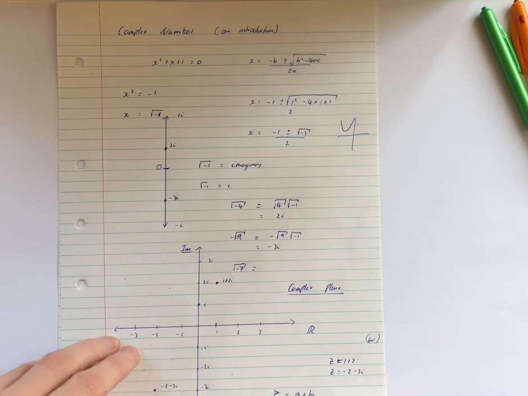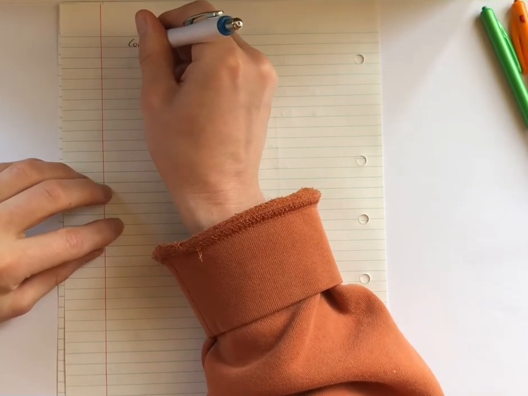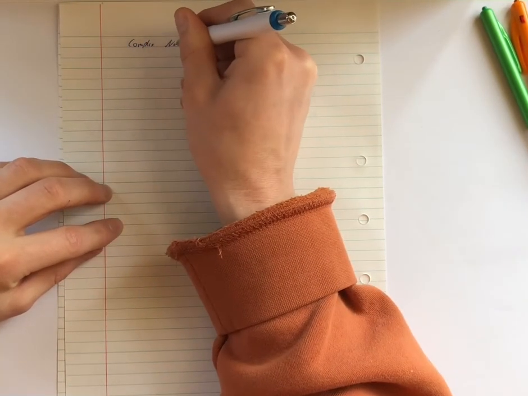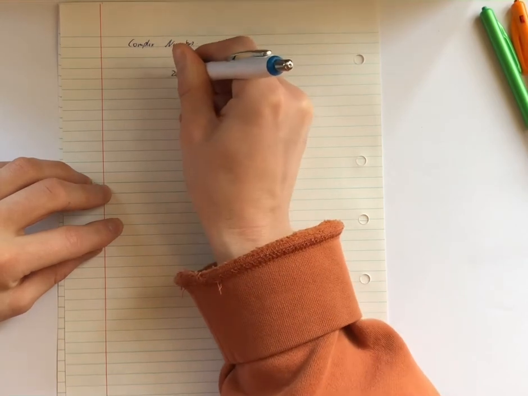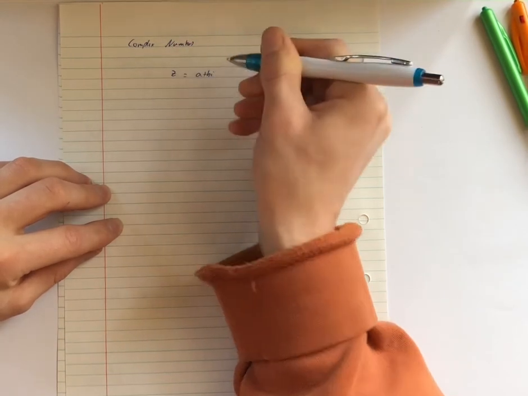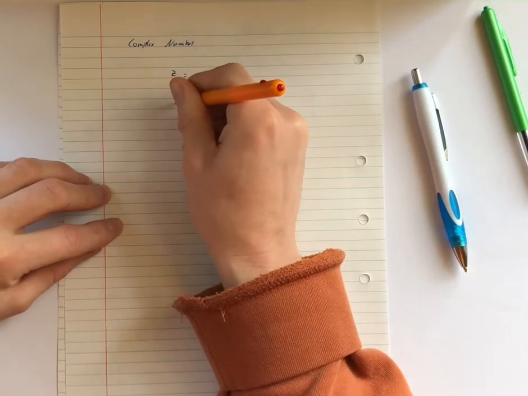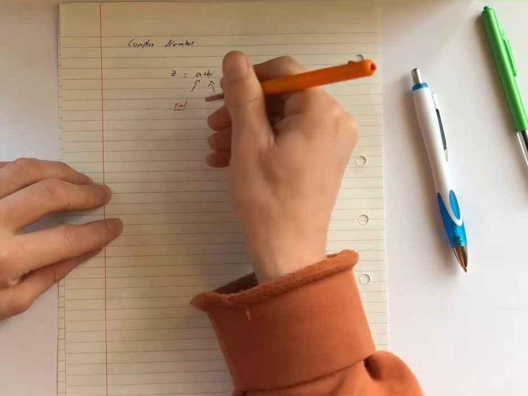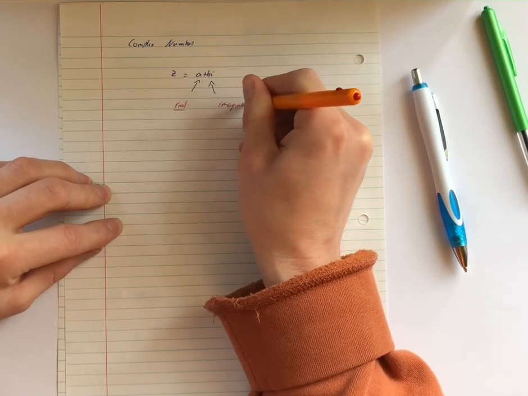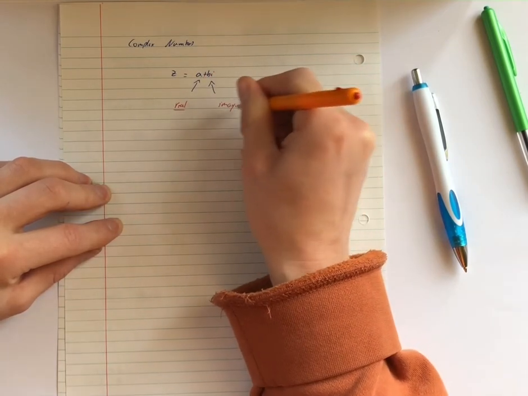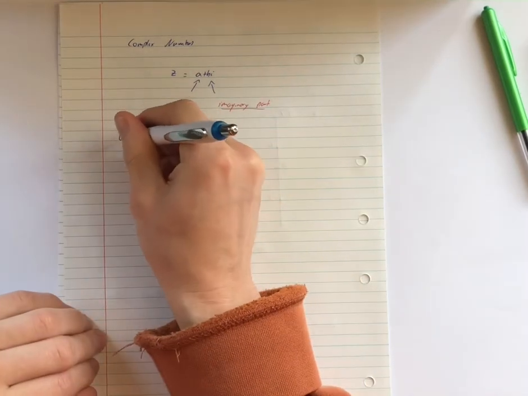So we'll just make another note here. Complex numbers, Z is a plus bi. They're made of two parts, a real part and an imaginary part. They're just like vectors. I'll show you what I mean in a second. So how do operations in the complex plane work?